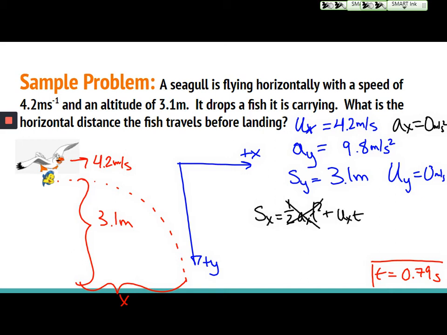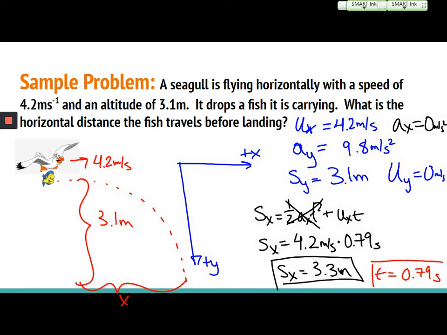So how far do we go? It's 4.2 meters per second multiplied by how long he's in the air. My total distance to the side is going to be 3.34 meters. Again, check your units. I can't have the 4, so 3.3 is my sig figs. Meters. That is the true answer that we wanted. You just needed to find t in the meantime to help you solve.